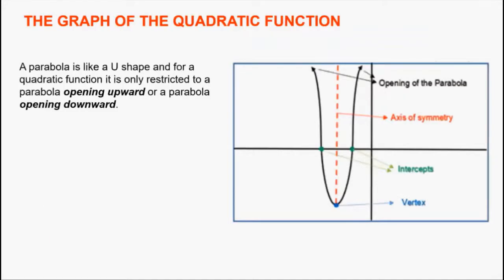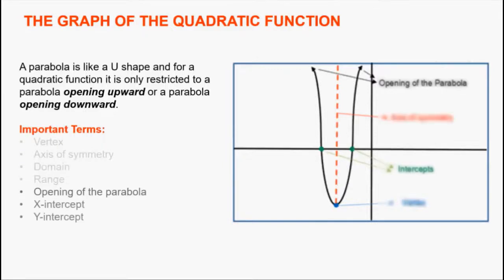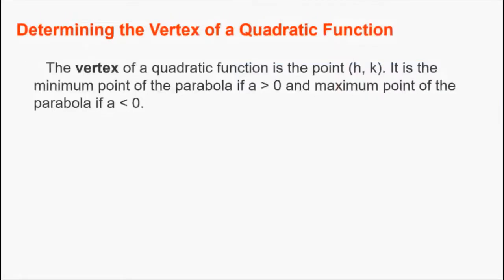So we have the graph of the quadratic function, which is called the parabola. A parabola is like a U-shape, and for a quadratic function, it is only restricted to a parabola opening upward or a parabola opening downward. As we go through our lesson, it is important that we understand and remember the following terms, such as the vertex, the axis of symmetry, the domain and the range, the direction of the opening of the parabola, and the x and y intercepts. How do we determine the vertex of a quadratic function?